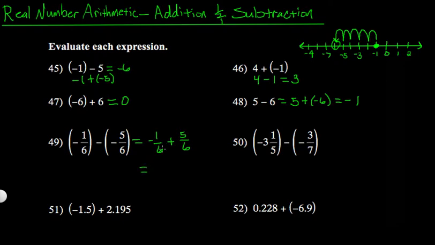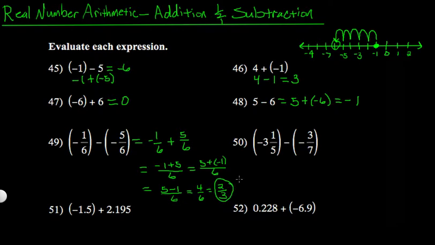So we know with fractions, they need common denominators, which they already have. So then we just add the numerators. So this becomes -1 plus 5 over 6. -1 plus 5, if I like, I can rewrite that as 5 plus -1 over 6. And then I can rewrite that again as 5 minus 1 over 6, which gives me 4/6, which I can then simplify into 2/3. So my answer here for number 49 is 2/3.